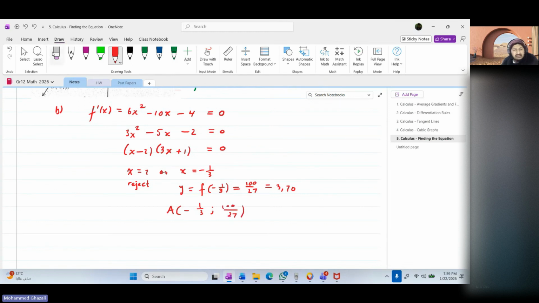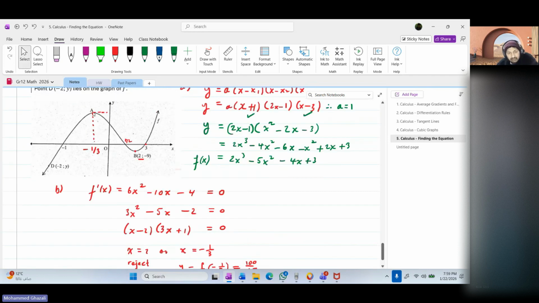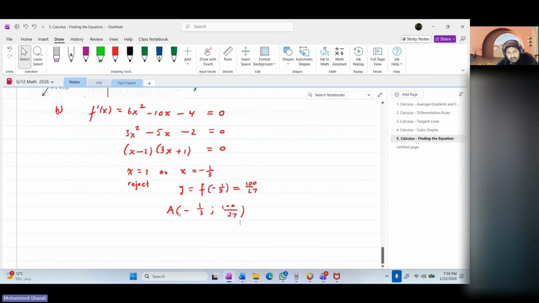You don't need to write it in this form. Only when you're sketching, because you need to know an estimated point, not the exact point. So when you're sketching, then you can put negative 3.7 or whatever. Right, so that's your coordinates of A, right? Coordinates of A is negative 1/3 and 100 over 27.